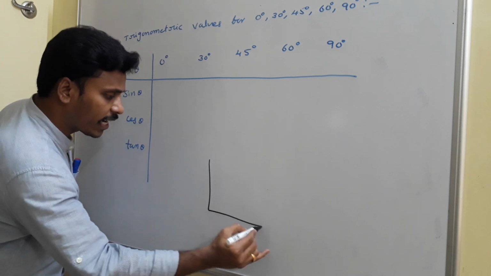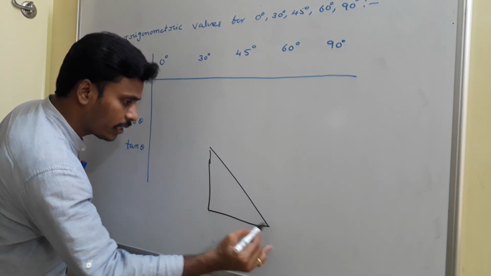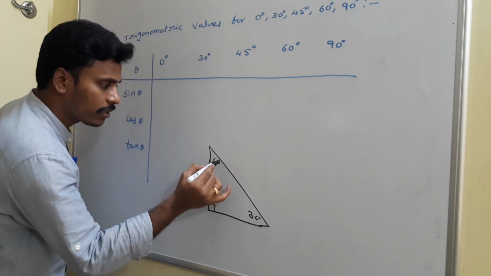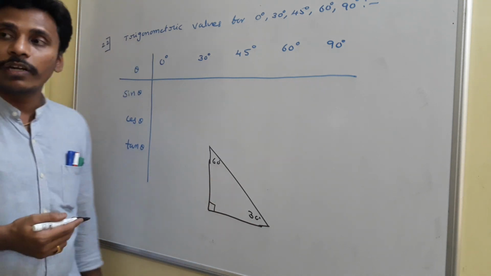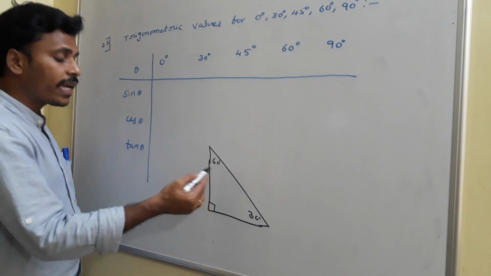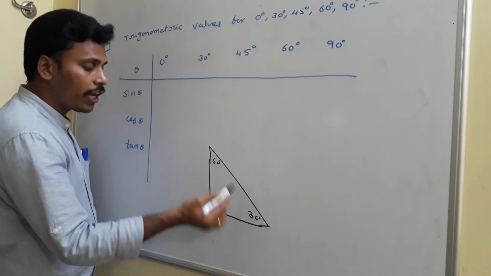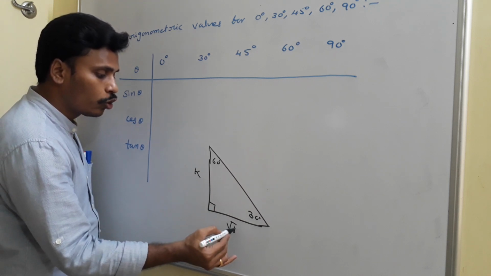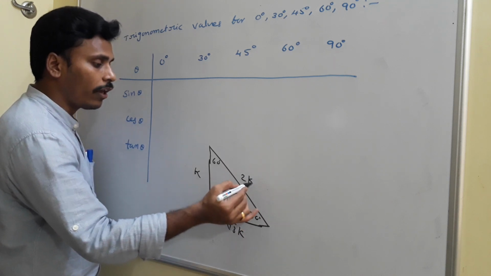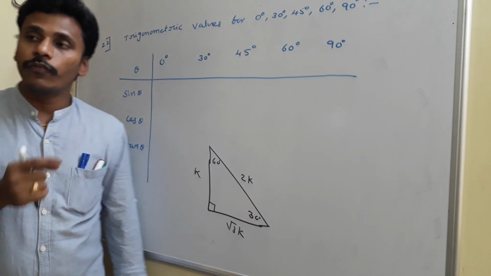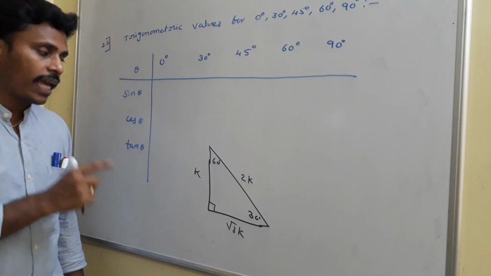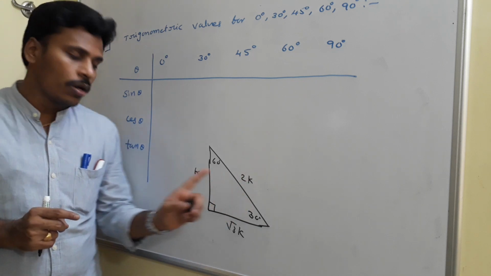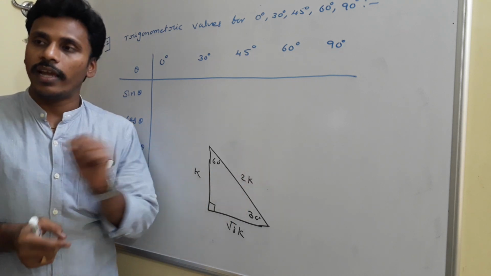If I have a right angle triangle with the angles 30 degrees, 60 degrees and 90 degrees, then what can you say about the ratio between their sides? Since the angles are 30, 60, 90, the ratio between their sides is k, root 3k and 2k. In the previous class I gave you the proof for this. If the angles are 30, 60, 90, the ratio between the sides is 1, root 3, 2. So let them be 1k, root 3k and 2k.